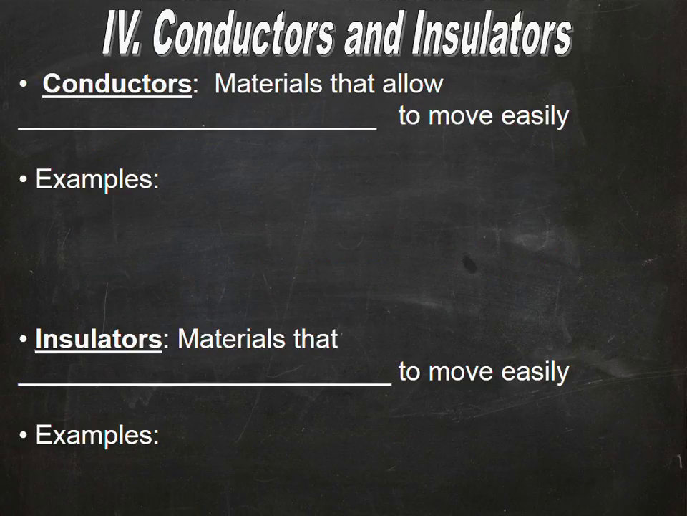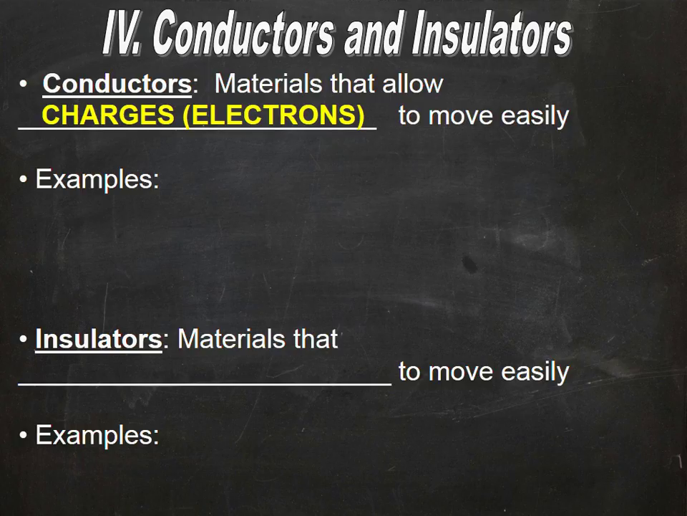Let's look at the difference between conductors and insulators and why certain materials conduct electricity better than others. Conductors are materials that allow charges or electrons to move easily through them, or just easily within them.